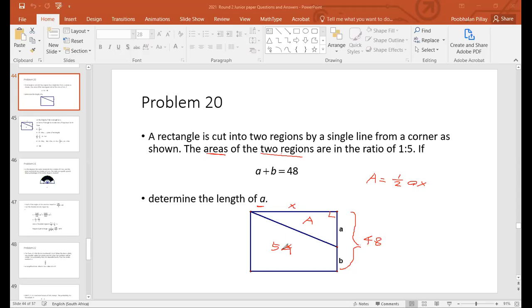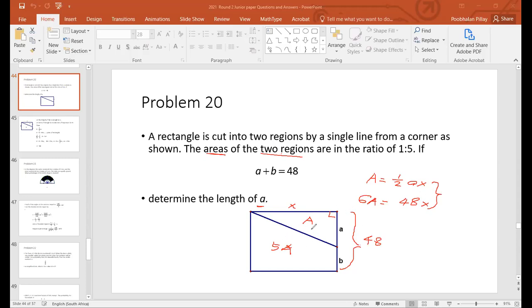But why should we go to the trapezium? Why don't we go to the rectangle? The area of the rectangle is 6a. It's very nice. See? The area of the rectangle is 6a. And we know the area of the rectangle is length times breadth. So it's 48 times x. So you get two equations now involving a and x.